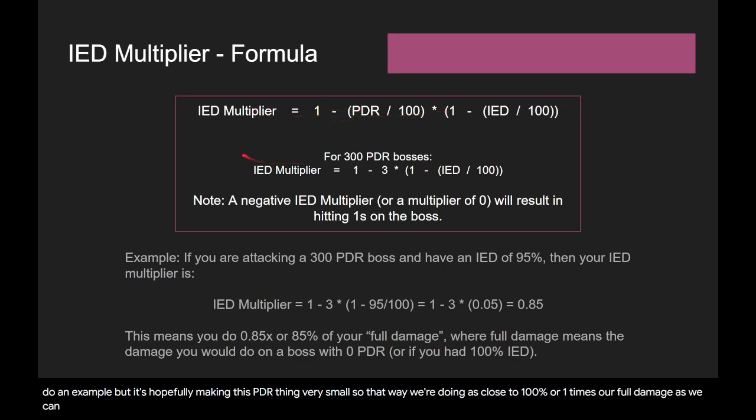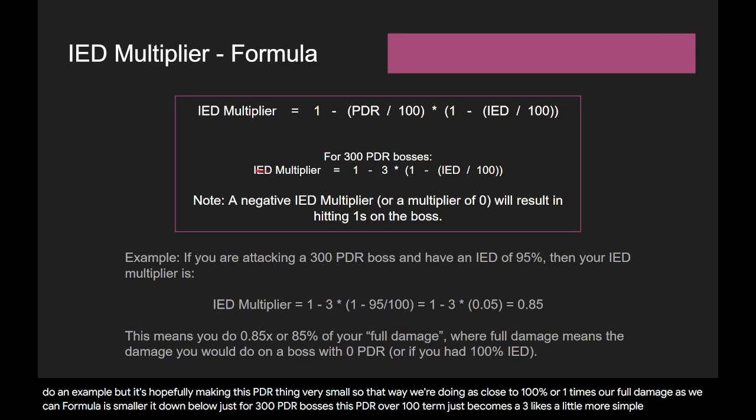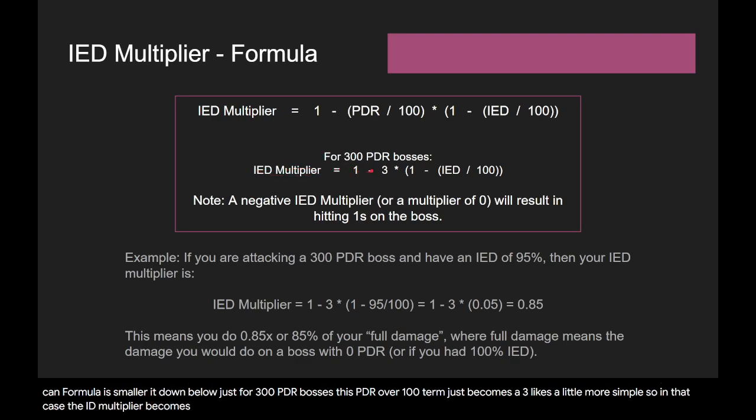I rewrote this formula smaller down below just for 300 PDR bosses. This PDR over 100 term just becomes a 3. It looks a little more simple. So in that case, the IED multiplier becomes 1 minus 3 times the scaling term that's based off your IED, which is 1 minus your IED over 100.